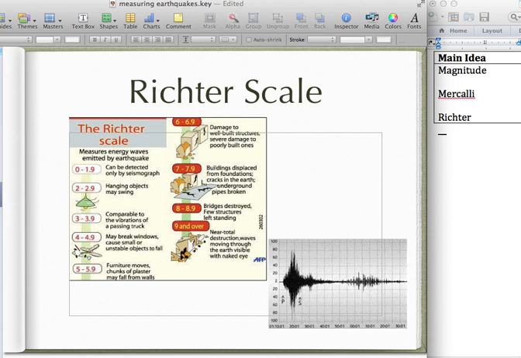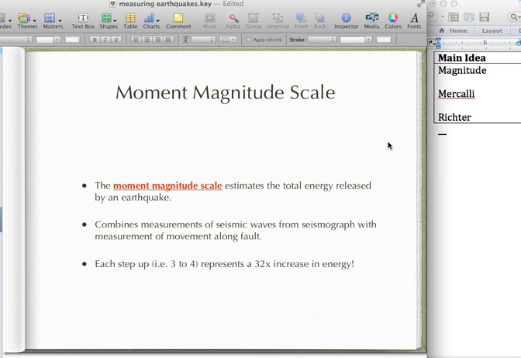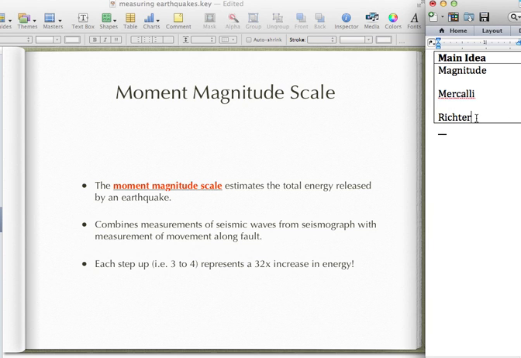So then in the 1970s, again with even better technology, we started to now be able to measure how much the fault moved, and we combined the Richter scale with these other measurements to create something called the moment magnitude scale. And this is what we use today. Even if on TV you'll hear them say on the Richter scale, it's the moment magnitude scale. This is what scientists use today.